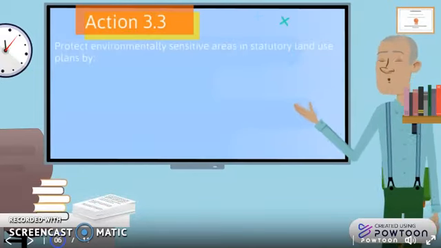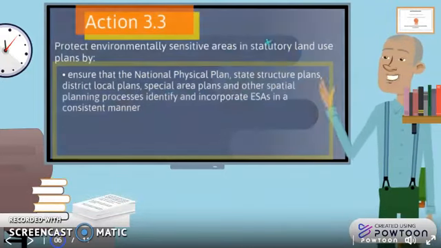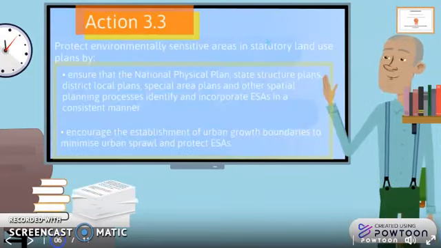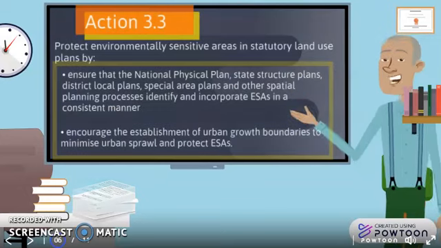Action 3.3. Protect environmentally sensitive area in statutory land use plan by ensuring that the National Physical Plan, State Structure Plan, District Local Plan, Special Area Plan and other special planning process identify and incorporate ESA in consistent manner. Encourage the establishment of urban growth boundary to minimize urban sprawl and protect ESA.